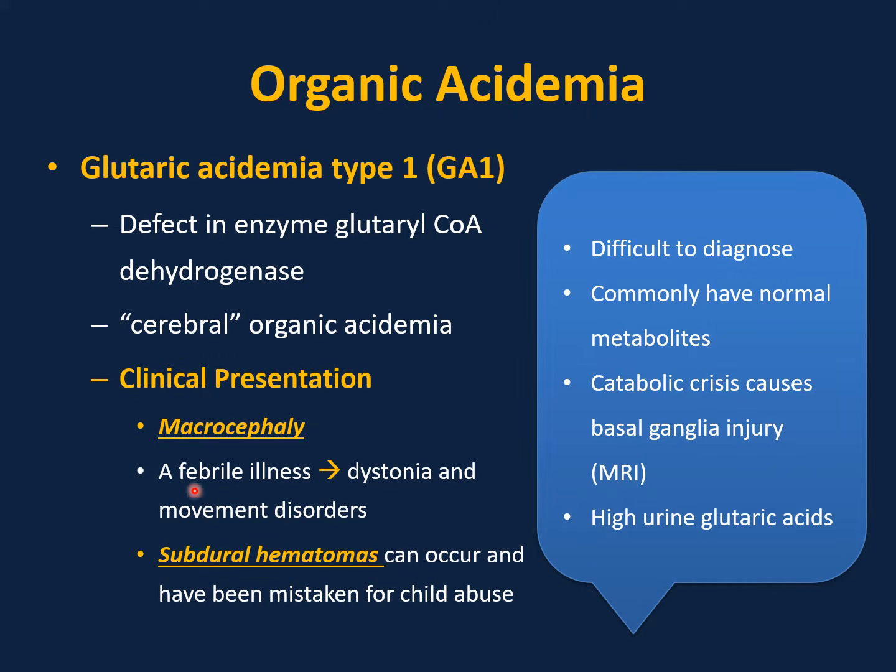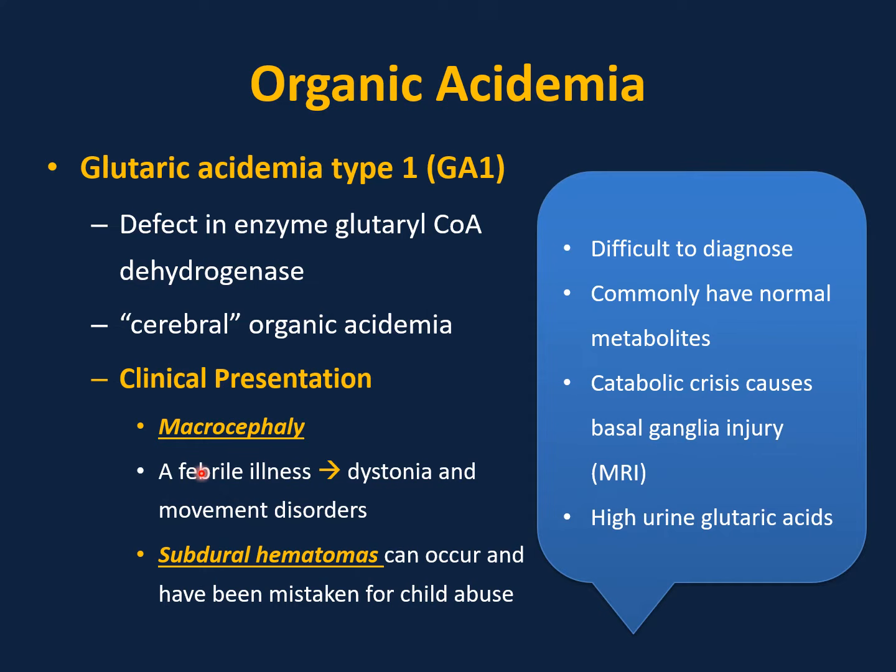But when they do have acute febrile illness, they will present with catabolic crisis. These catabolic crises will cause injury to the basal ganglia, and they will present with dystonia and movement disorders. They do have macrocephaly, and they may present also with subdural hematoma, and this can be mistaken with child abuse.